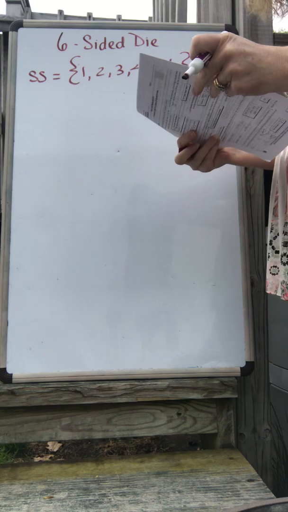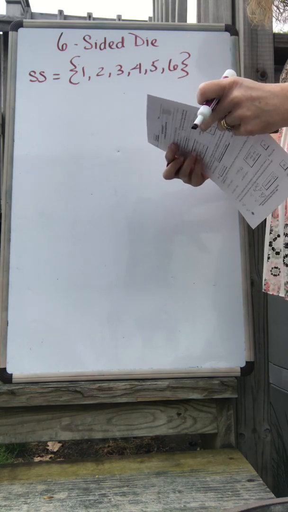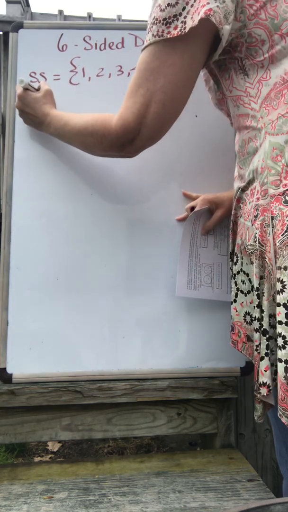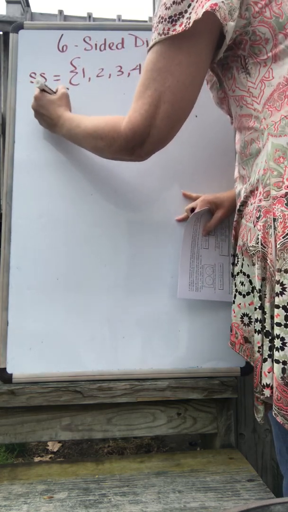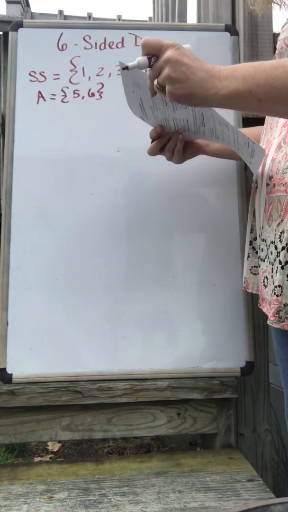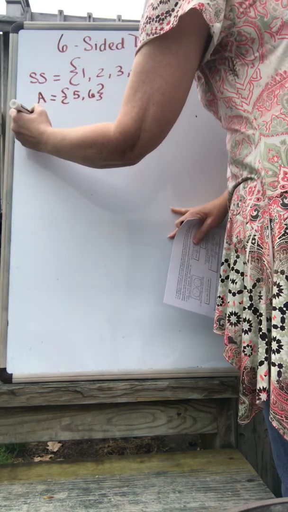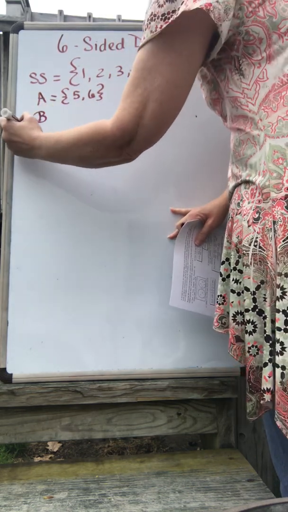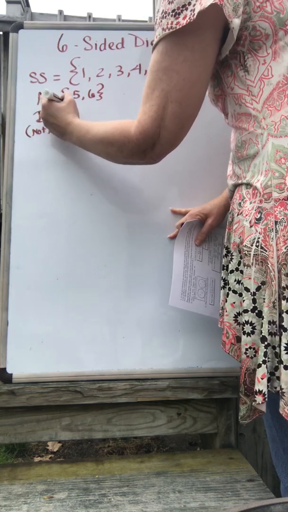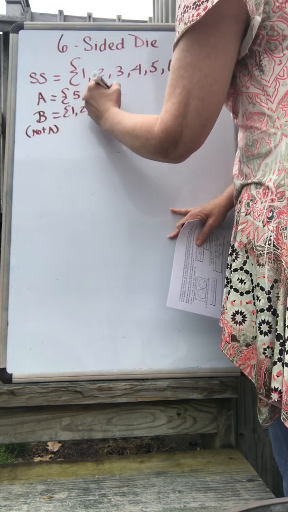Now, they want you to draw a Venn diagram where we split it into set A would be the event of rolling a number greater than 4. So let's just write out A. If I'm a number greater than 4, I'm only 5 and 6. And then we have set B, which is the complement of A. So again, B is the same as not A. And so that would be the 1, 2, 3, and 4.